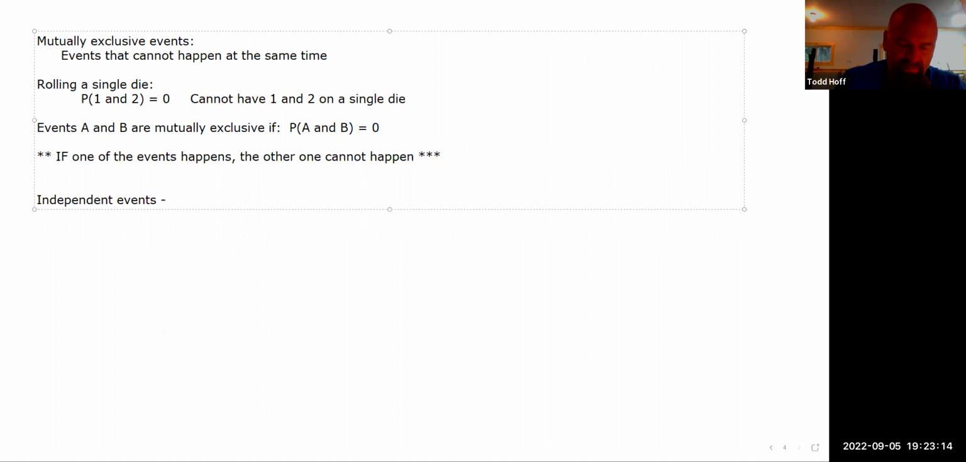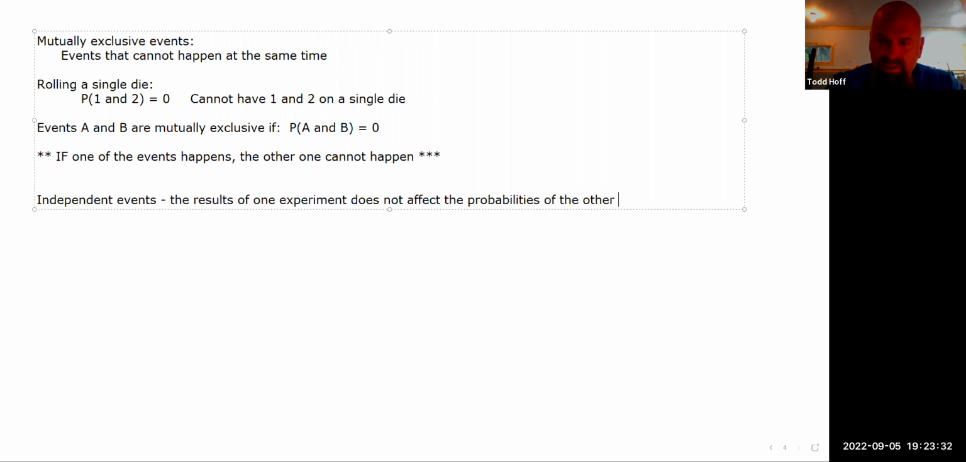Independent events is where the results of one experiment, or one part of the experiment, do not affect the probabilities of the other experiment or other part of the experiment, if you want to put it that way.